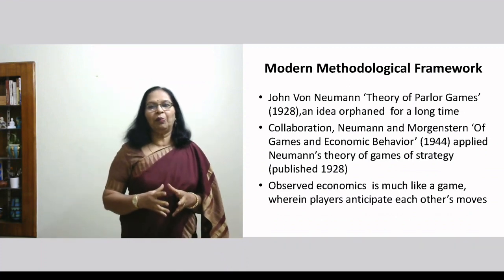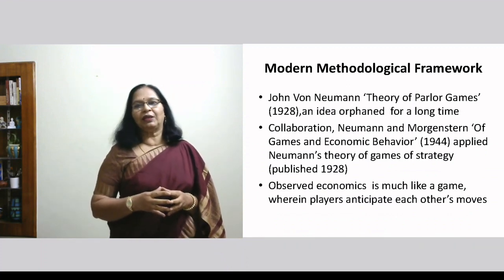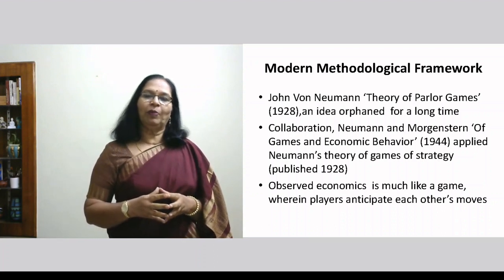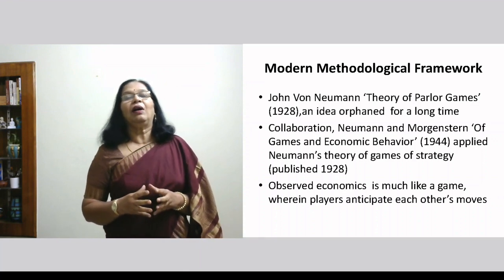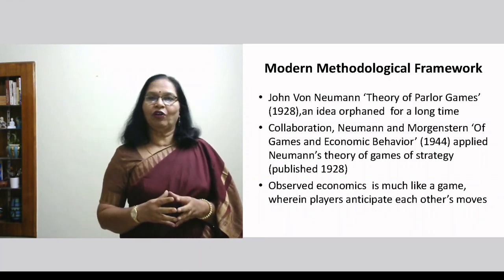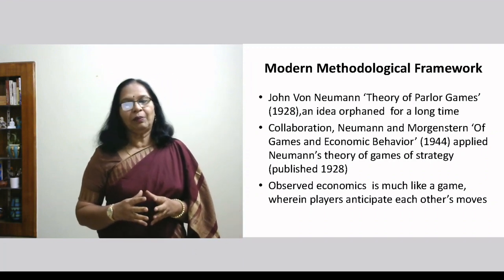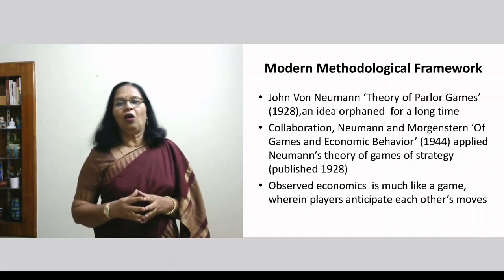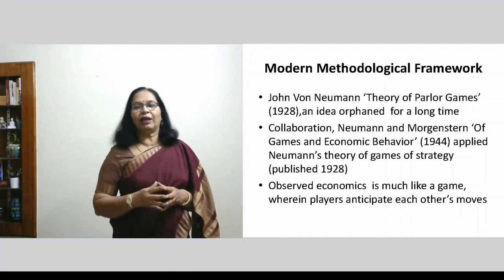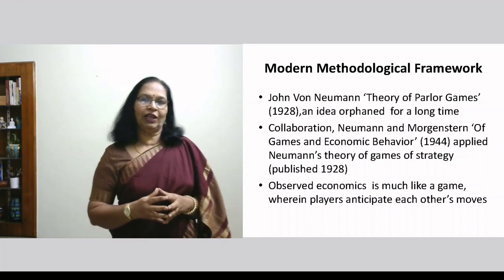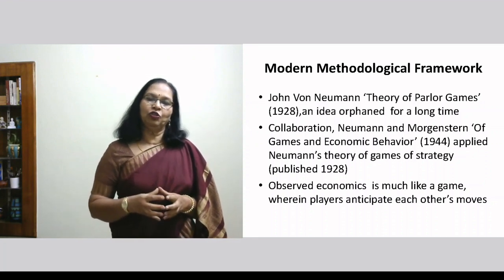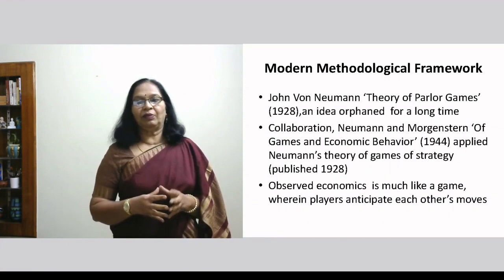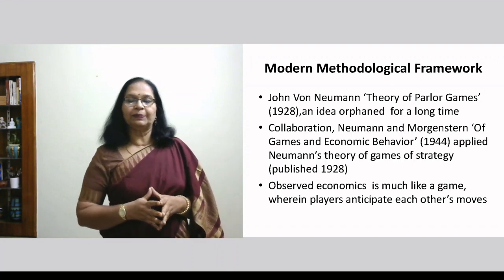Let's now look at the modern methodological framework that is used to understand game theory. John von Neumann wrote The Theory of Parlor Games in 1928, but the idea itself had been around for a very long time. Then, much later, in collaboration with Oscar Morgenstern, Neumann and Morgenstern wrote Theory of Games and Economic Behavior in 1944 and applied Neumann's theory of games of strategy.